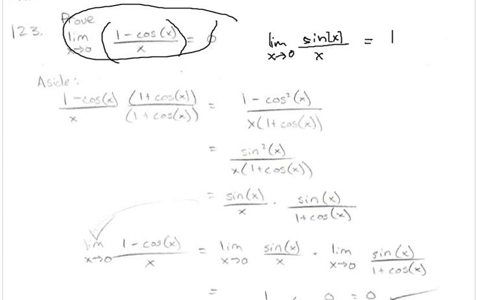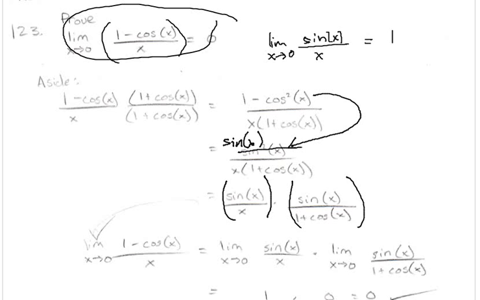So when we distributed these two quantities together, we would get 1 minus cosine squared of x with a quantity of 1 plus cosine of x. And this is the same thing as sine squared of x. And sine squared of x is the same thing as sine of x times sine of x. I can segregate these two quantities by saying, all right, well, instead of writing sine squared of x, I'll write sine of x times sine of x.